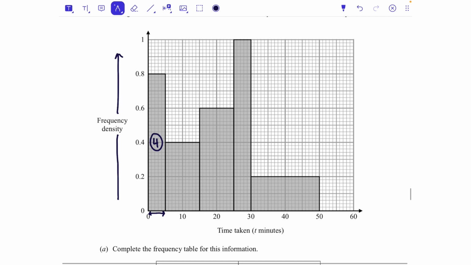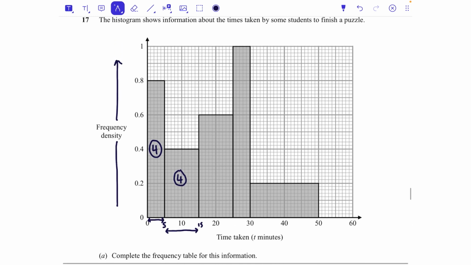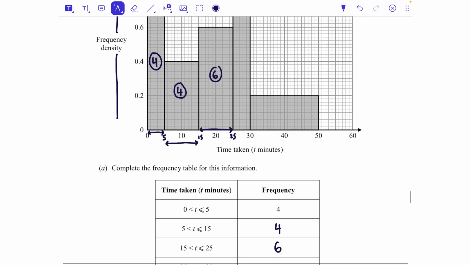Now the next category goes from 5 to 15. So it has a width of 10 and a height of 0.4. So that also has an area of 4, and that would be the next value in my table. For the next bar, it goes again from 15 to 25, so a width of 10, and it has a height of 0.6, which makes it 6 in terms of the frequency.